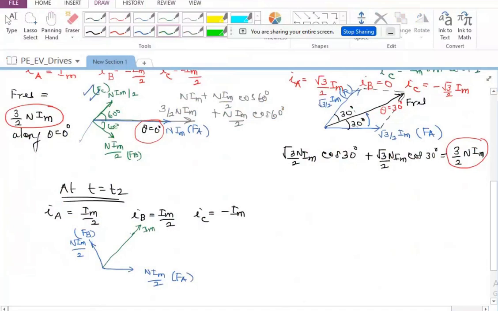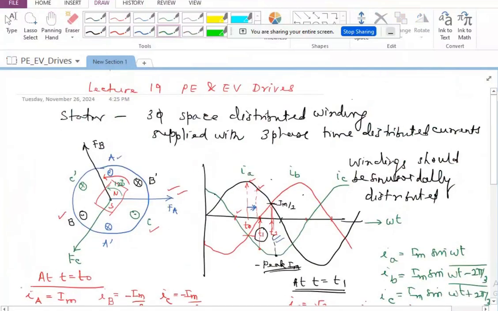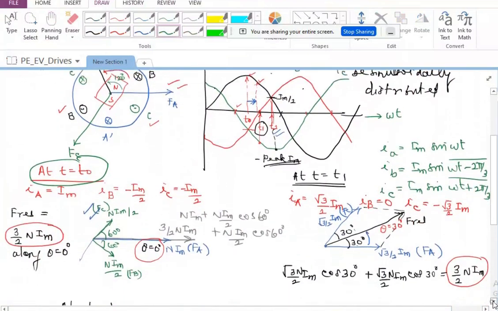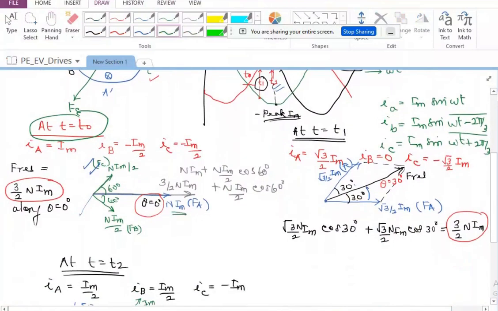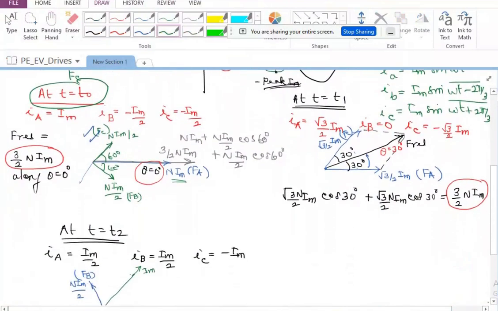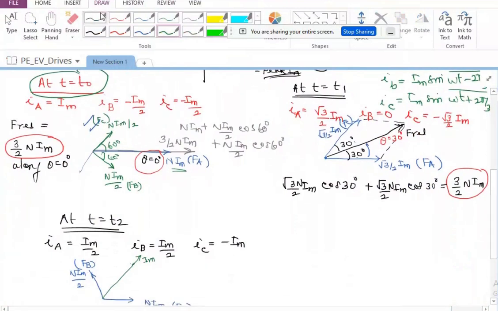So it is the same situation, very similar to what we saw in t equal to t naught. It is not any different. Only thing is at t equal to t naught, the maximum NIm was remaining along theta equal to 0, whereas here N times Im, which is corresponding to Fc, is remaining along theta equal to 60 degrees. So this is 60 degrees. This is 60 degrees. So when I vectorially add this, I should have ultimately the resultant vector to be along this with 3 by 2 times Im.